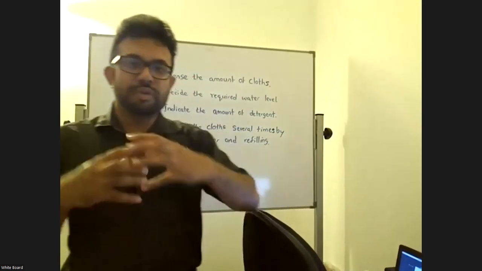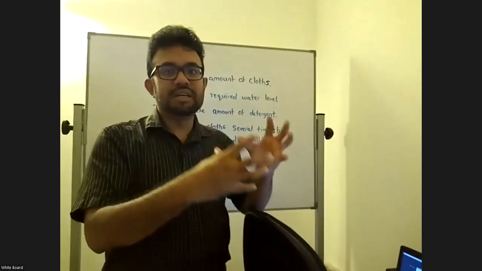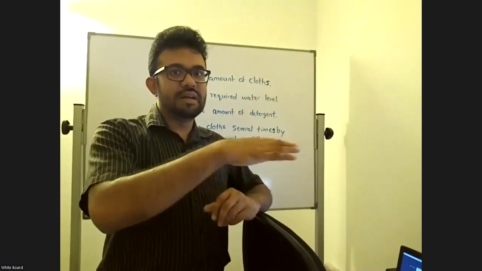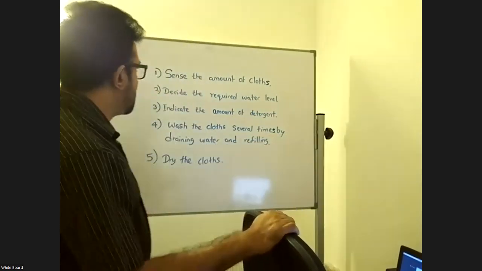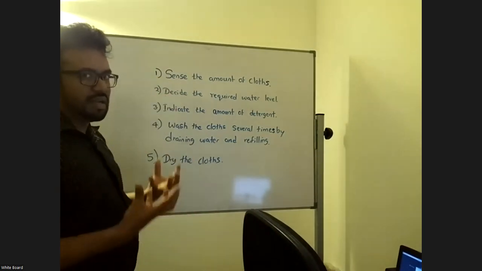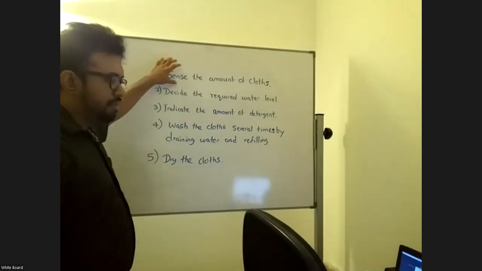So it is going to do a special task to help the main device to perform certain functions. What are the things that they do? They detect. Sense means it can identify how much cloth is inside the particular washing machine.